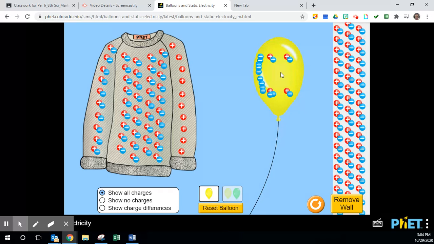So one thing we need to know is that in electrostatic force, opposites attract. So I have a negatively charged object, which is the balloon, and a positively charged object, which is the sweater. And if I let this balloon go, we'll see that the objects attract.